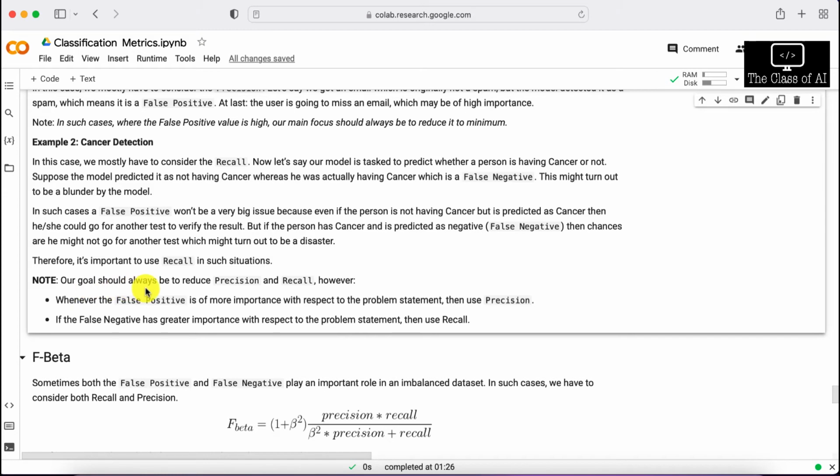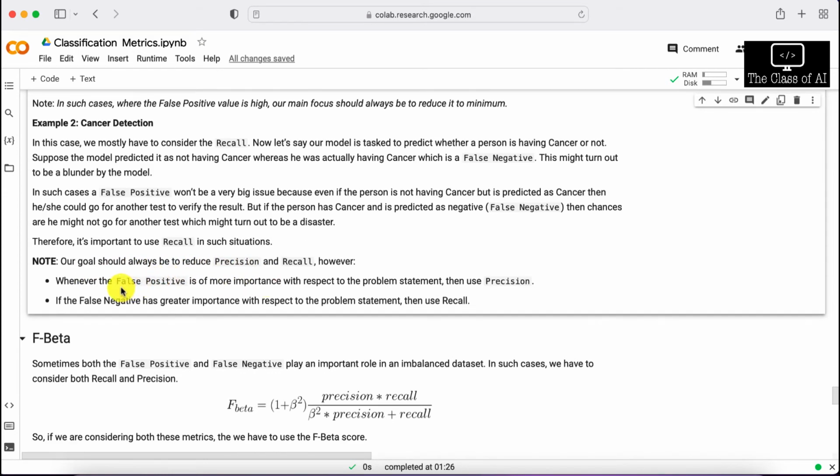Note, our goal is always to reduce precision and recall, right? So whenever a false positive is very important to us with respect to the problem, then we'll use precision. And in some cases where false negative has a greater importance, for example, in case of a cancer patient, your false negative should be very low. If you miss any cancer, it can risk a person.